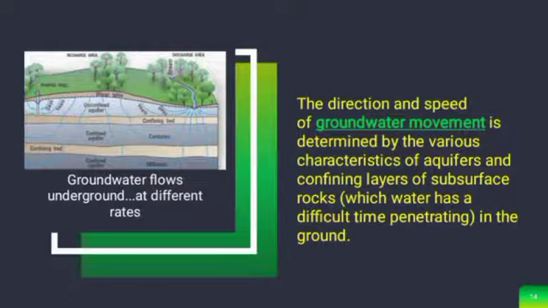So sa figure, as you can see in the figure, the direction and the speed of groundwater movement is determined by the various characteristics of aquifers and confining layers of subsurface rocks, which is yun yung water has a difficult time penetrating in the ground. So yung water, mag-move siya below ground depends on permeability and on porosity of the subsurface rocks.